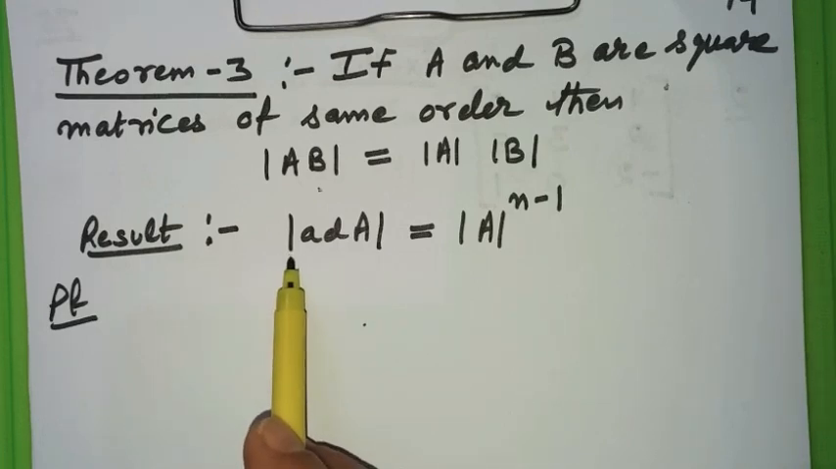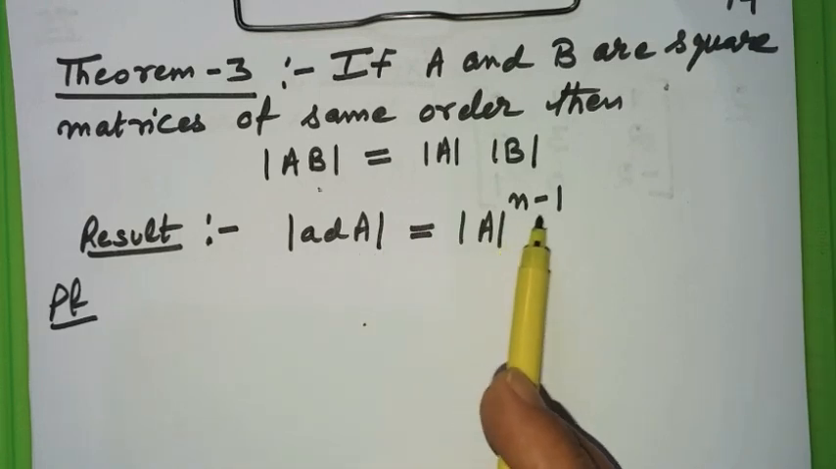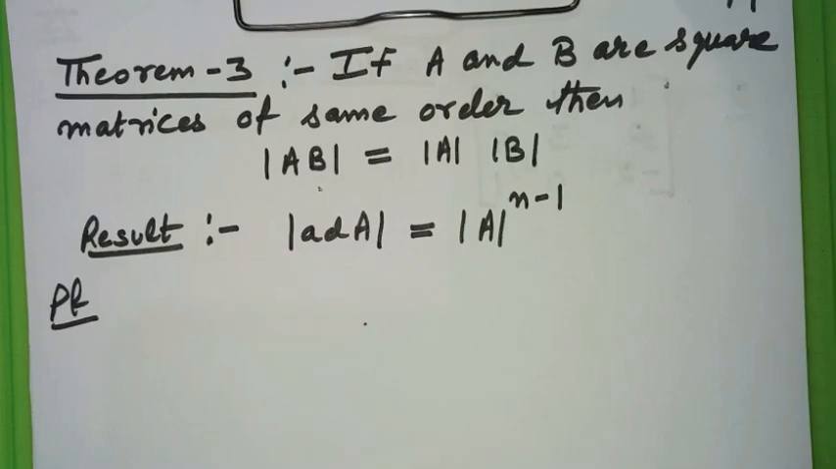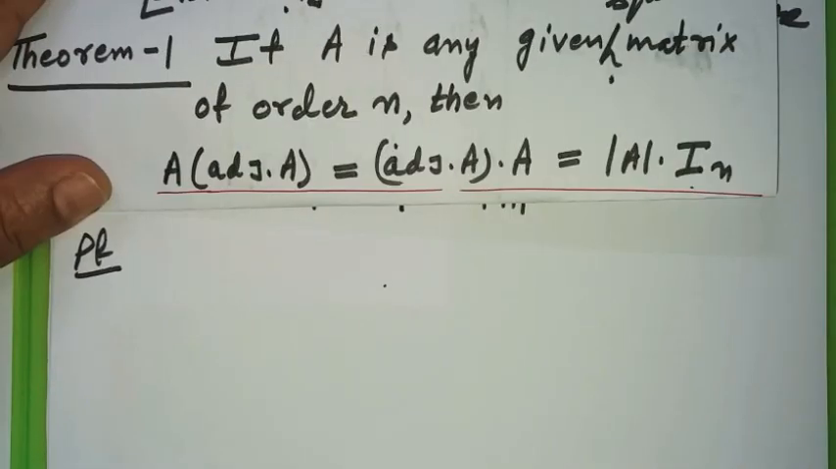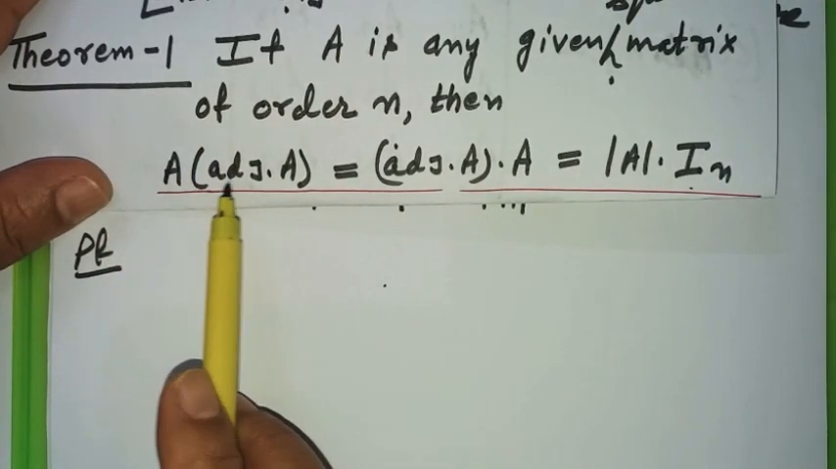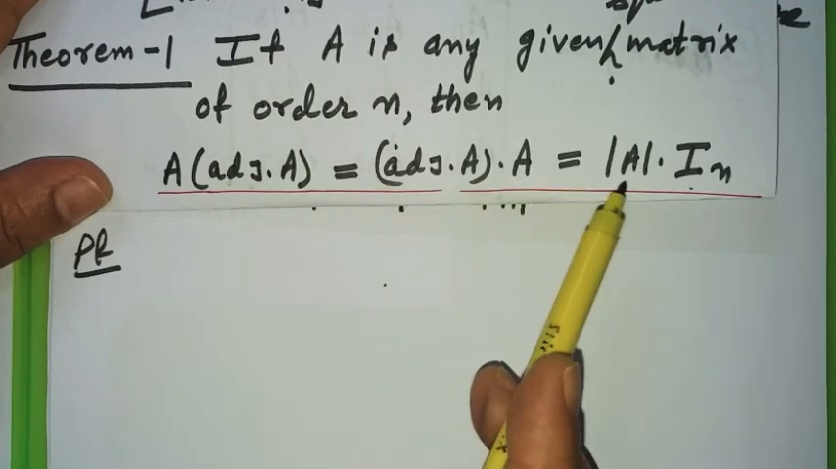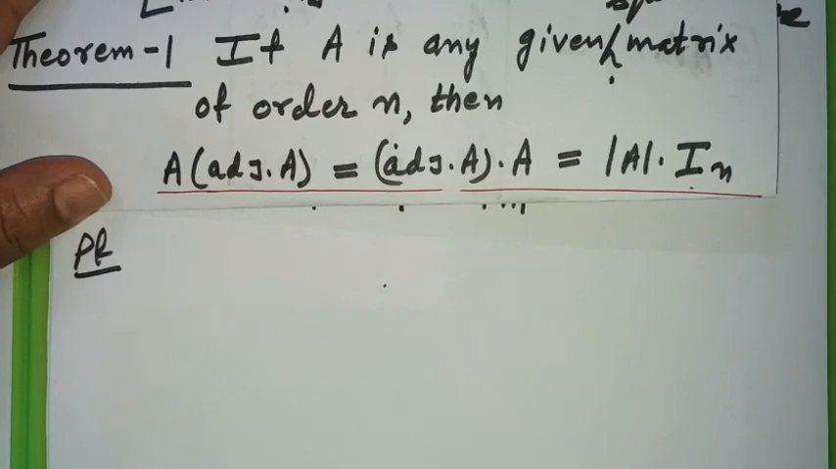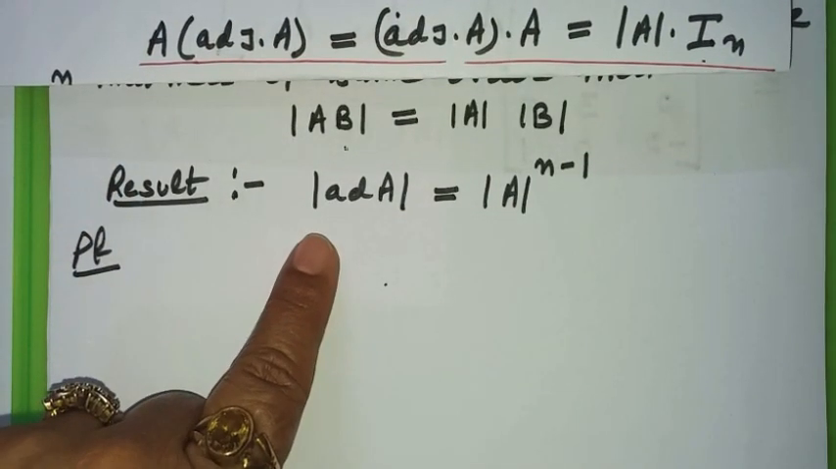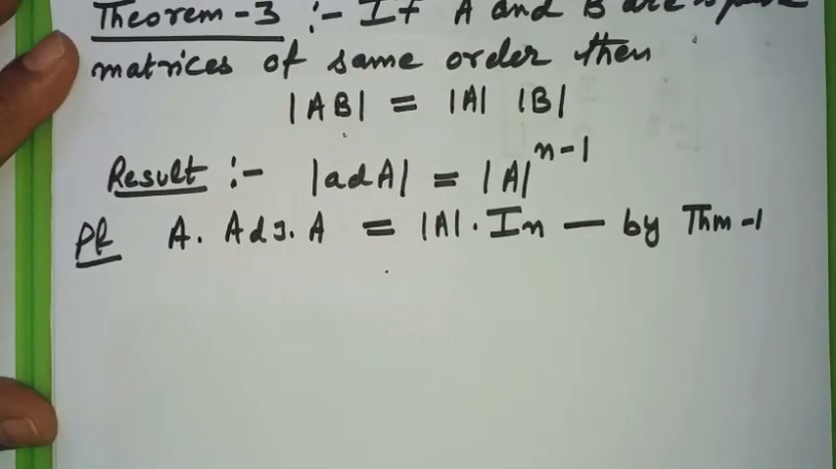Now there is another result which will be derived from the previous results that we have done. The result is determinant of adjoint A is equal to determinant of A raised to the power n minus 1. To prove this result, let us refer to the previous theorem. Right now you have studied theorem 1. According to theorem 1, A into adjoint A is the same as adjoint of A into A, is equal to determinant of A into In. So let us use this result for the proof that adjoint of A's determinant is equal to determinant of A raised to the power n minus 1.